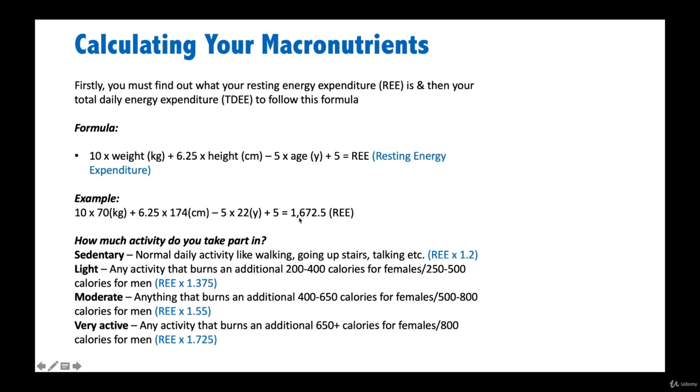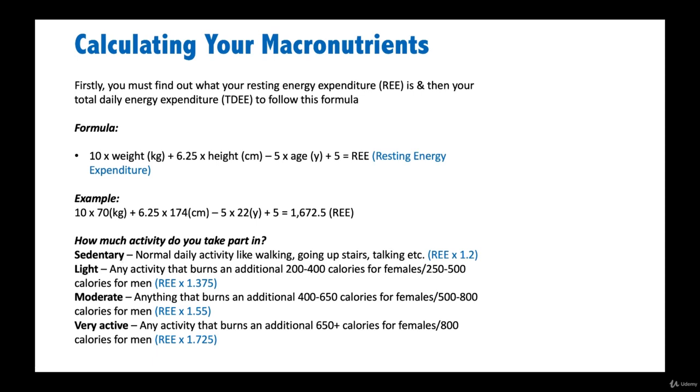Well, this number means that on this guy's day off, when he's completely resting, doing nothing, he burns a total of 1672.5 calories doing absolutely nothing. Now, after finding out this number, we then need to find out how many calories he's burning at the gym. But this is all dependent on how vigorous the activity he may be performing.